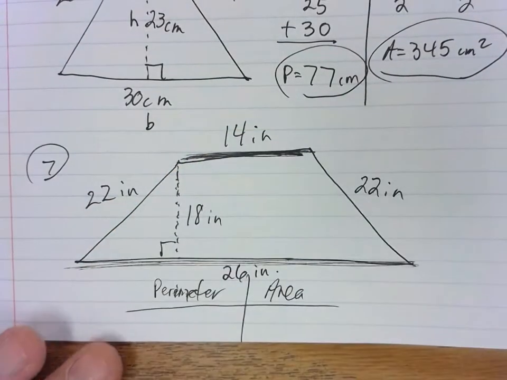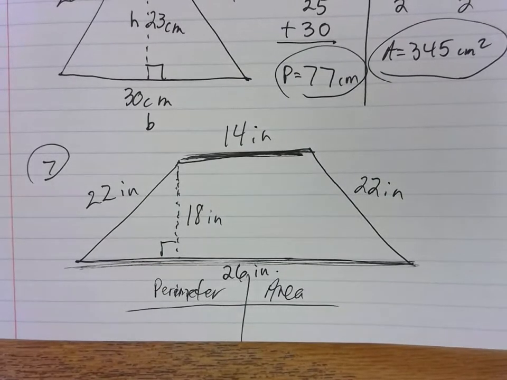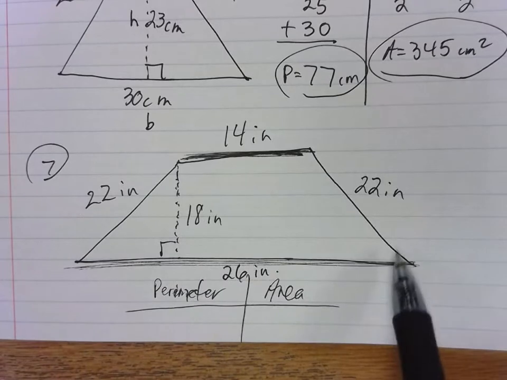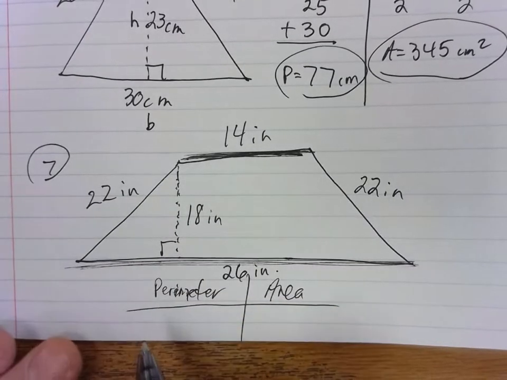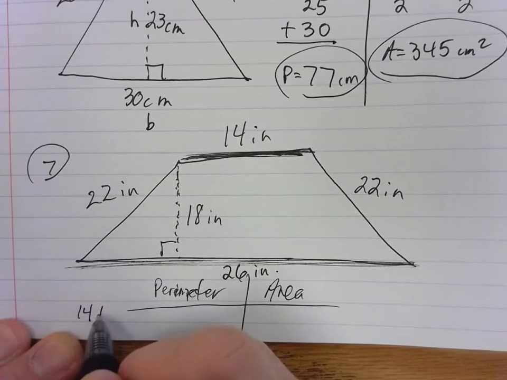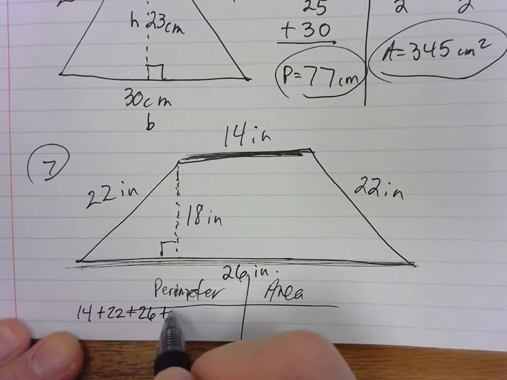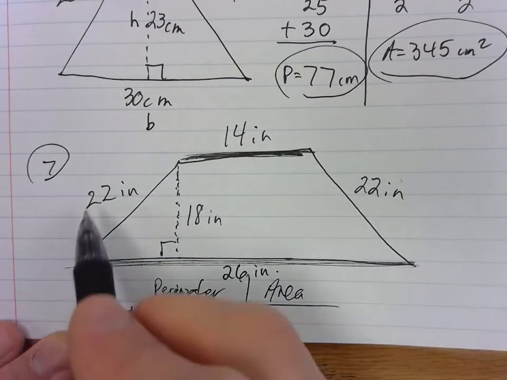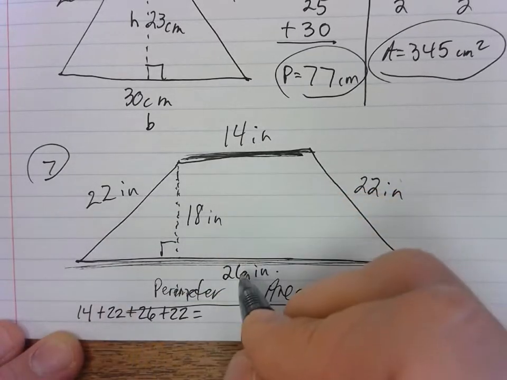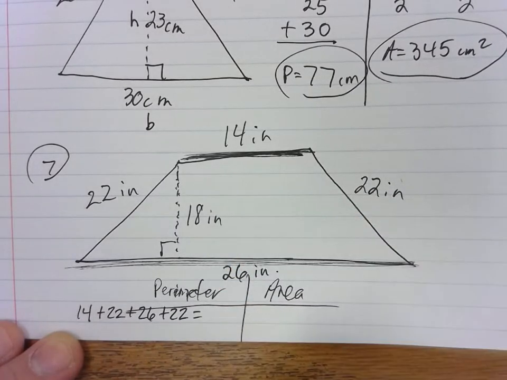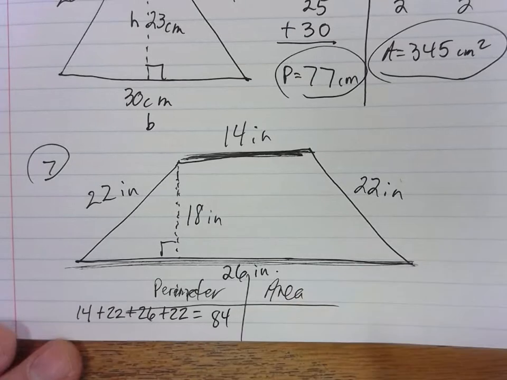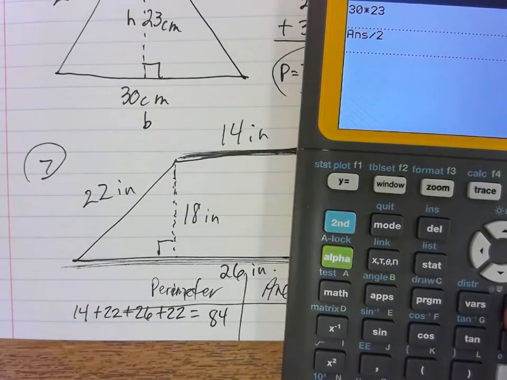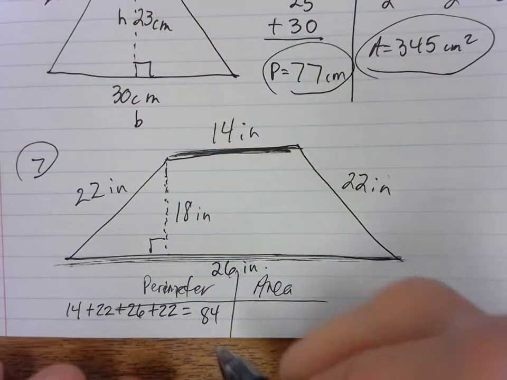Again, if they give you all the measurements, for the perimeter you only use the ones around the outside edge. So we're just going to add up these four: 14 plus 22 plus 26 plus 22, going clockwise. I know 22 and 22 is 44, and 14 plus 26 is 40. So 40 and 44, I believe that would be 84. I'll check it on the calculator just to make sure: 14 plus 22 plus 26 plus 22, and 84 is right. So 84 inches is the perimeter.